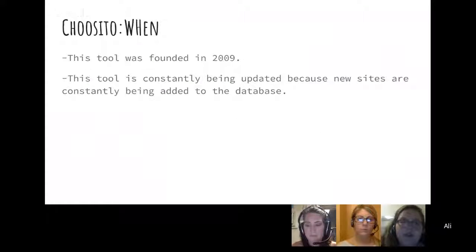Choosito gives teachers a safe environment for web searches by filtering and subject areas to find websites that will best fit the students. It's easy to use because the website will filter out what you don't want showing up, as it helps to stop children from accessing sites that are not appropriate for them. The tool was founded in 2009. The tool is constantly being updated because new sites are constantly being added to the database.